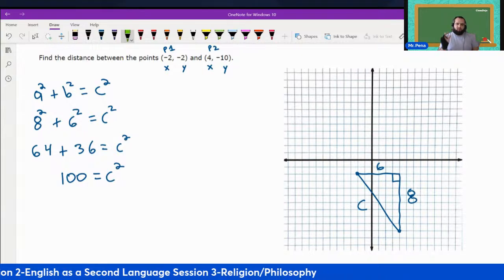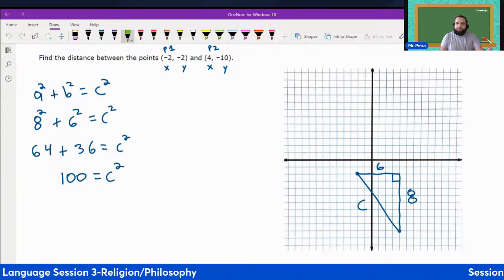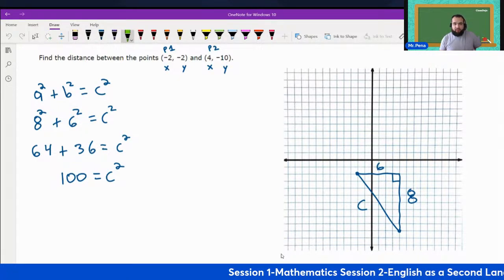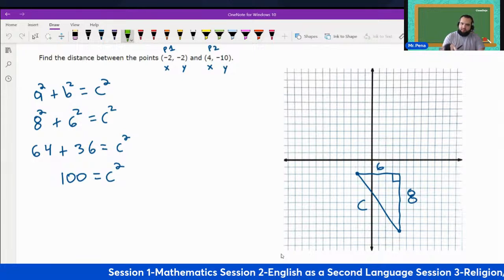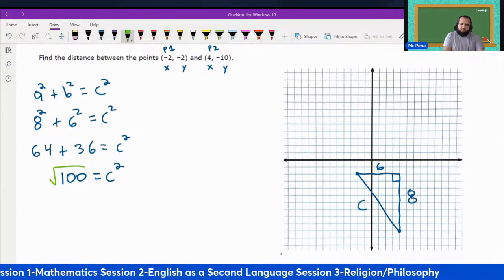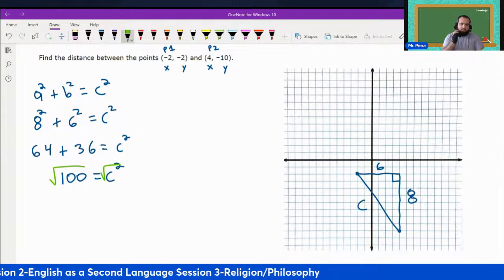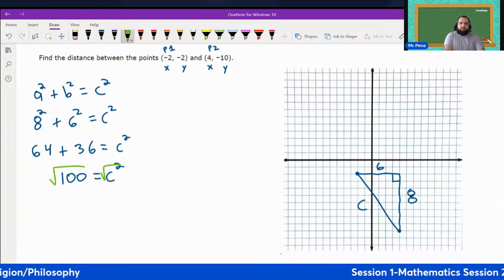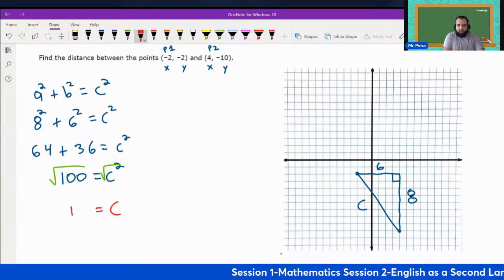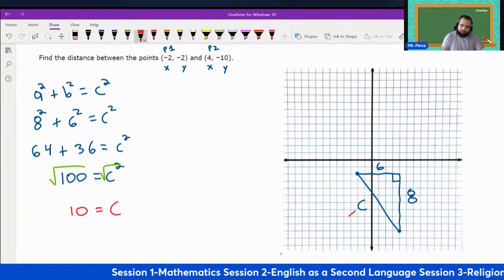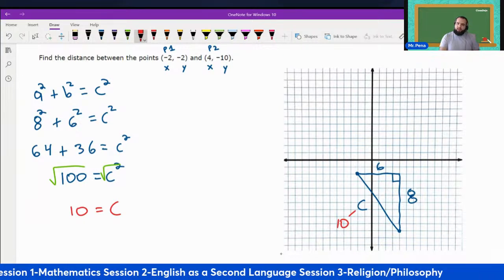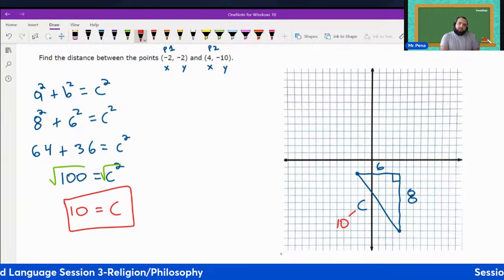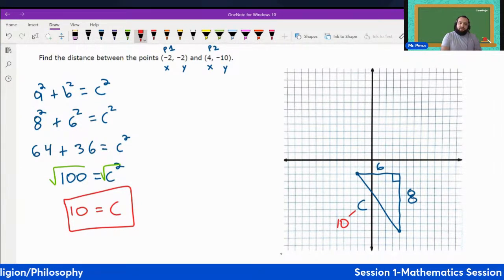What's the opposite of a square? A square root. 5 times 5 is 25. 5 squared is 25. Square root of 25 is going back to 5. So that's why we square both sides. We're just working backwards from the beginning. From the end. We're doing the inverse. So we have C being equal to 10. So the distance is 10 units. The distance between these 2 points is 10 units.